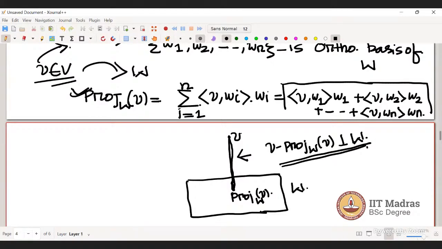In other words, if you take any vector in W, then the inner product of V minus projection of V with that vector in W is 0. Okay.